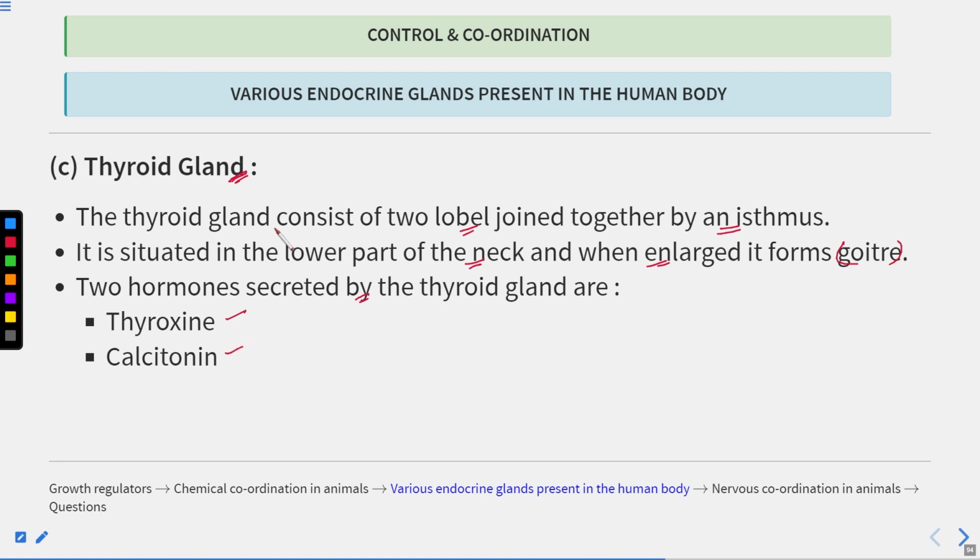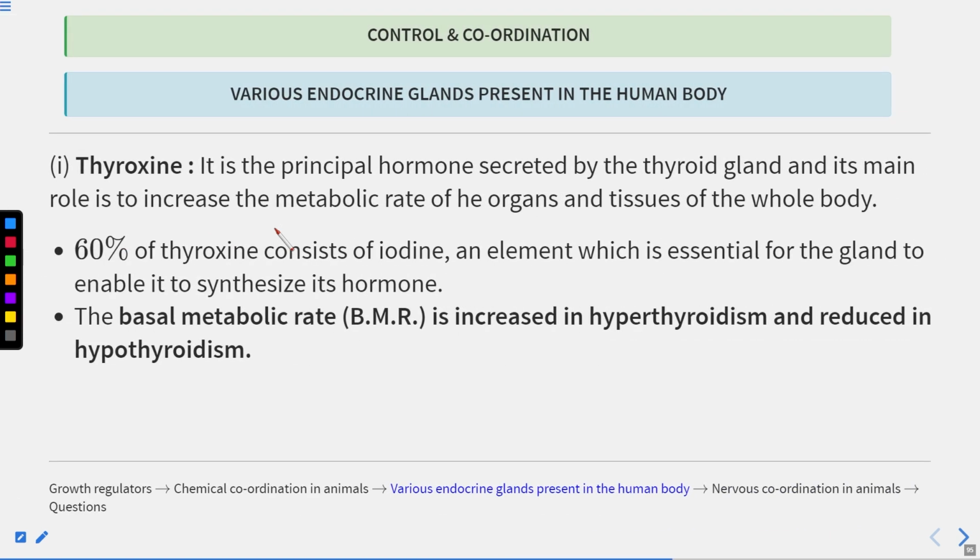Two hormones are secreted by the thyroid gland, thyroxine and calcitonin, and we'll study the roles of thyroxine as well as calcitonin. Clear? Now let's study thyroxine. Thyroxine is the principal hormone secreted by the thyroid gland, and its main role is to increase the metabolic rate of the organs and tissues of the whole body. So it increases the metabolic rate.